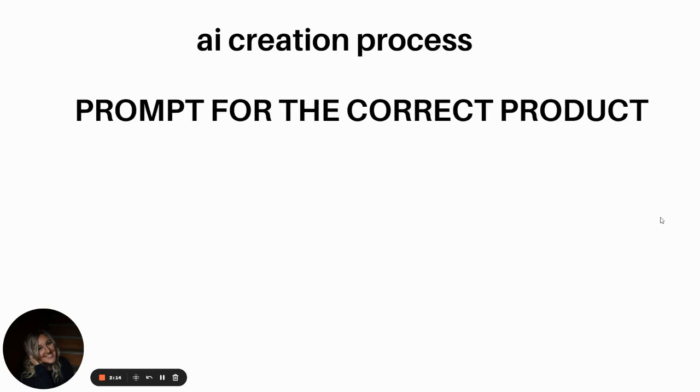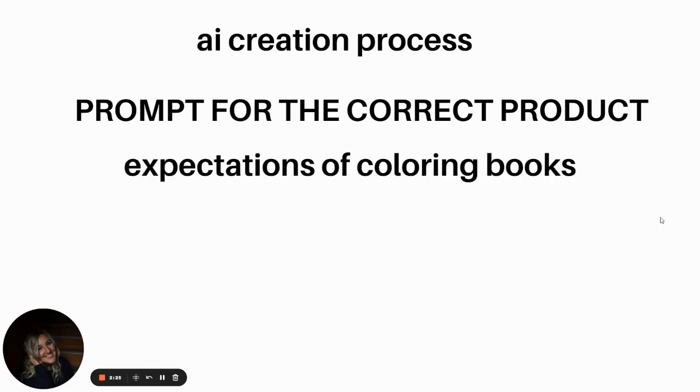Okay. So the AI creation process for authorship and human touch is prompting for the correct product. And what do I mean by this? An example is coloring books. We know coloring books are black lines with white backgrounds. Okay. That is the foundation of coloring books. If you are creating prompts that have a lot of different gradations, shades of black and gray and white, that is not the expectation of a buyer for a coloring book.